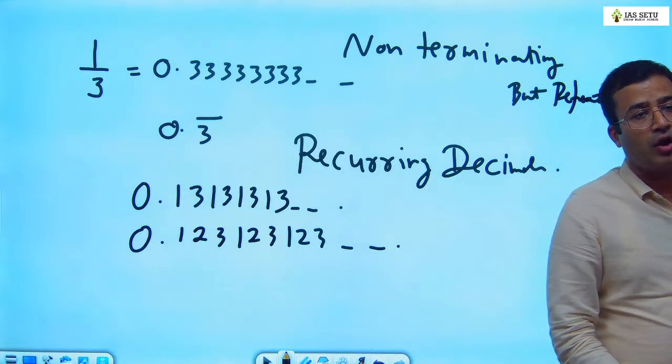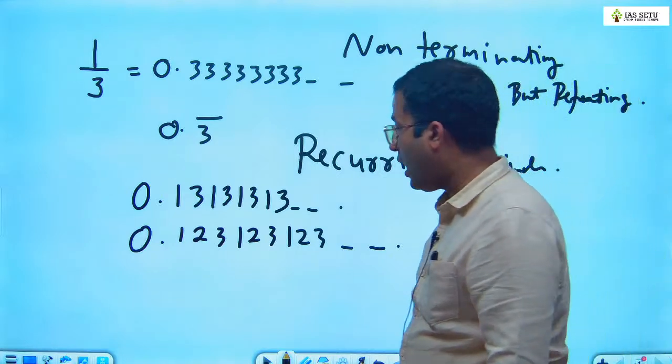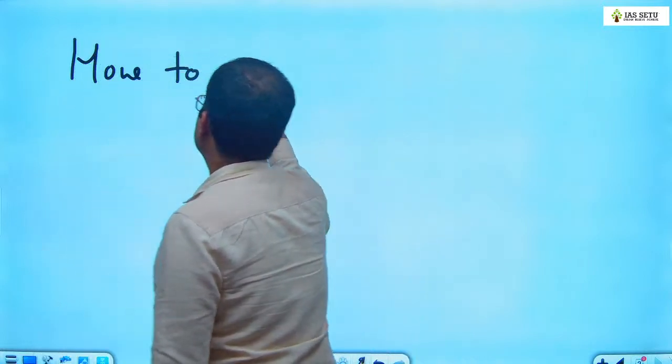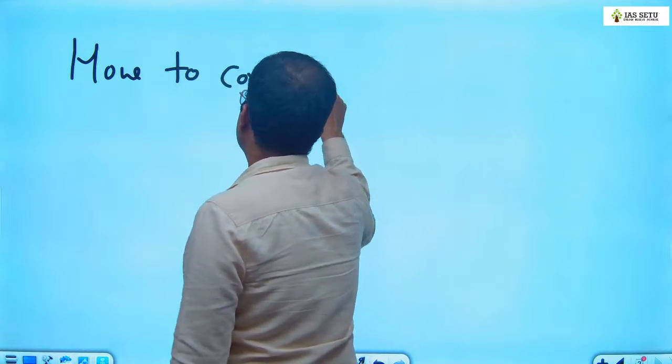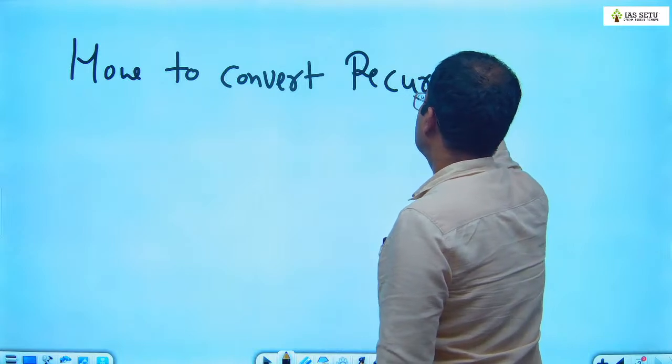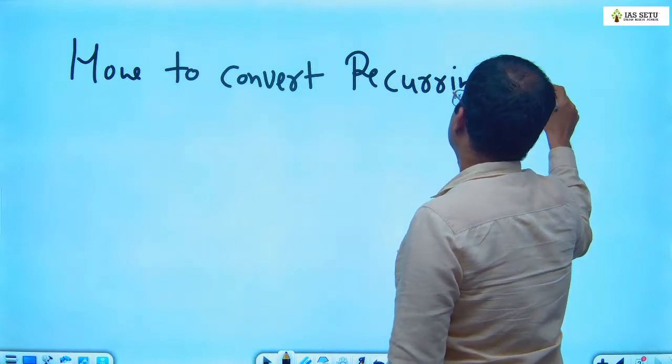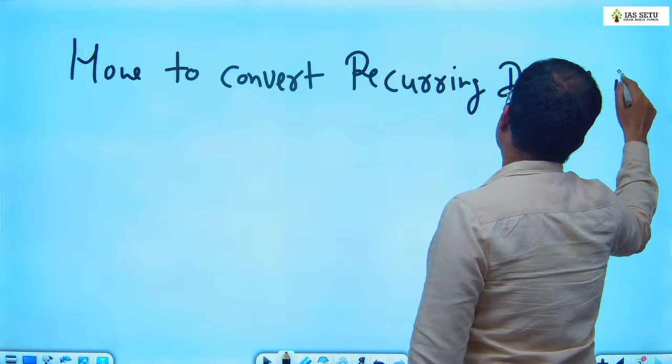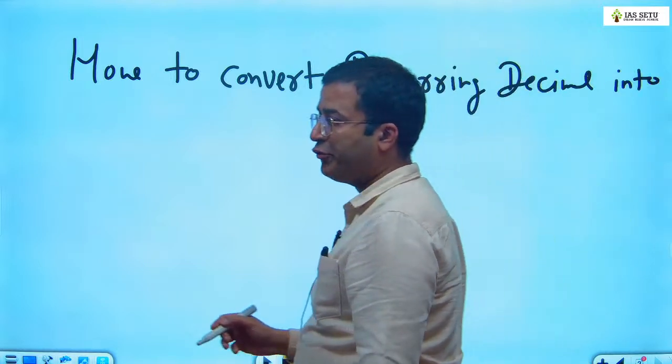Okay. You put the heading: how to convert recurring decimal into fraction.